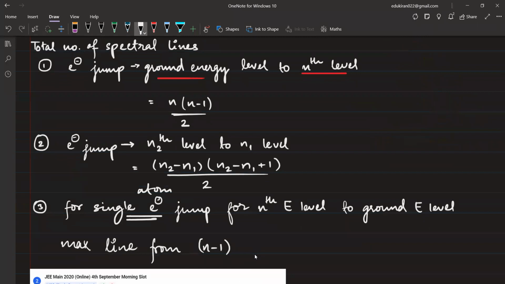एक एटम में, हाइड्रोजन की एक एटम में क्या होगा? हाइड्रोजन या हाइड्रोजन लाइक एक एटम में एक ही इलेक्ट्रॉन होगा. ओके, सो इन दैट केस the maximum line will be is equal to how much? It will be equal to n minus 1.